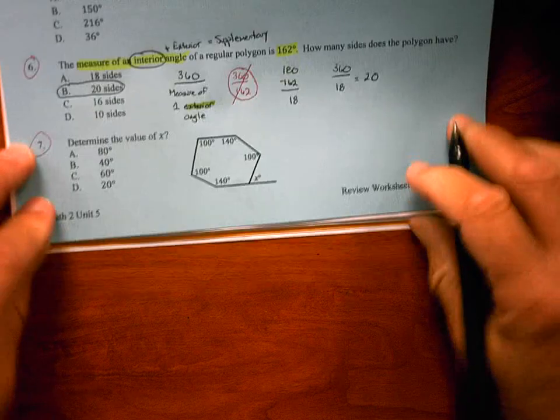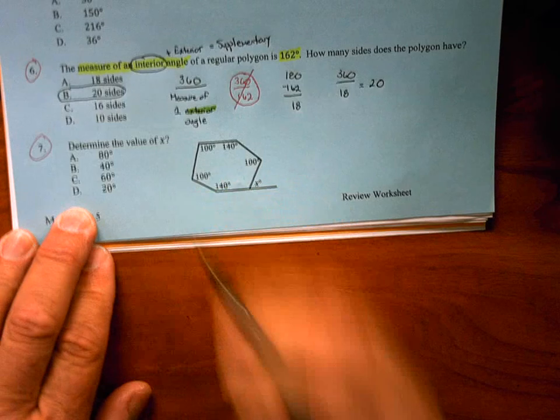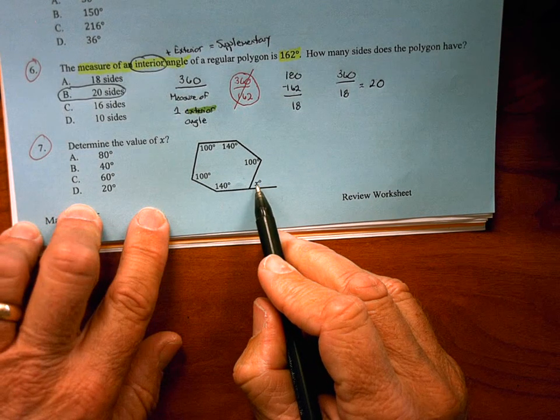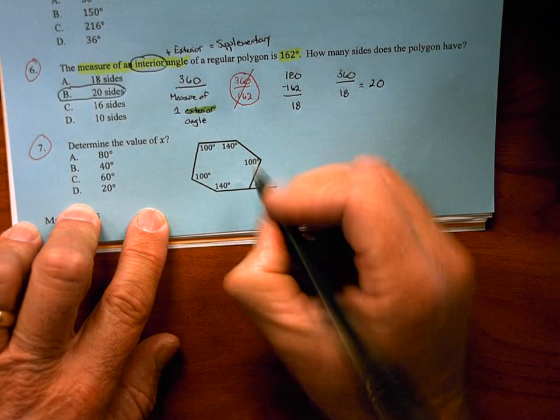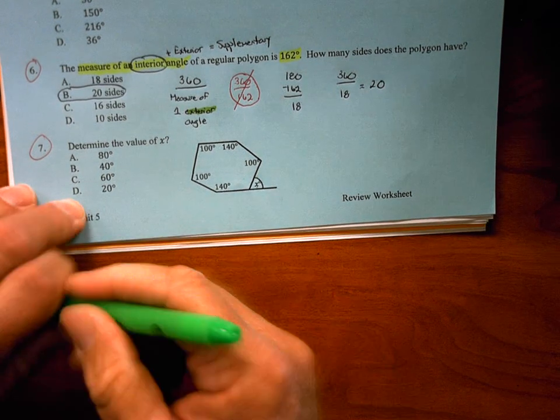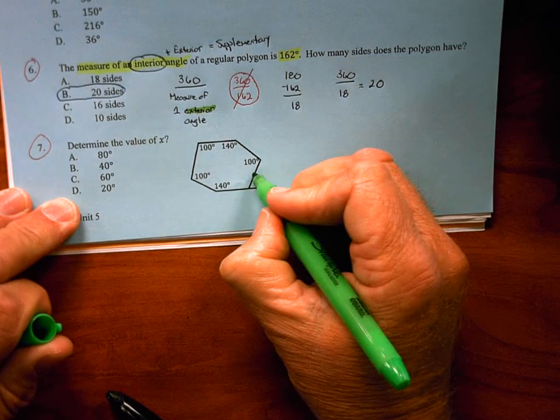Okay, number 7. Determine the value of x. So here's x right here. If you notice, x is representing this angle, and that angle where x is, it's on the outside of the shape.